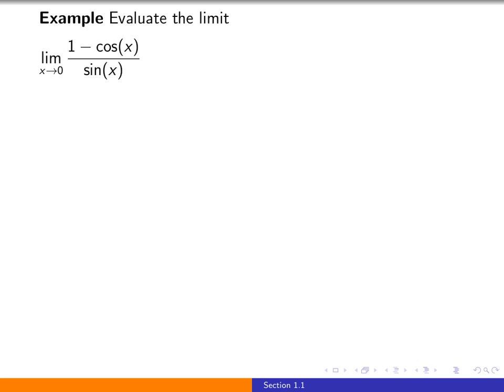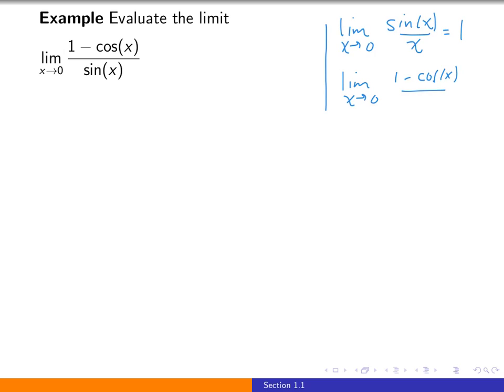In this video, we will use a standard technique to evaluate several more trigonometric limits. And let me give a reminder from a previous video, two special trigonometric limits that we encountered. The limit as x approaches 0 of sine x over x is equal to 1. And additionally, the limit as x approaches 0 of 1 minus cosine x over x is equal to 0.